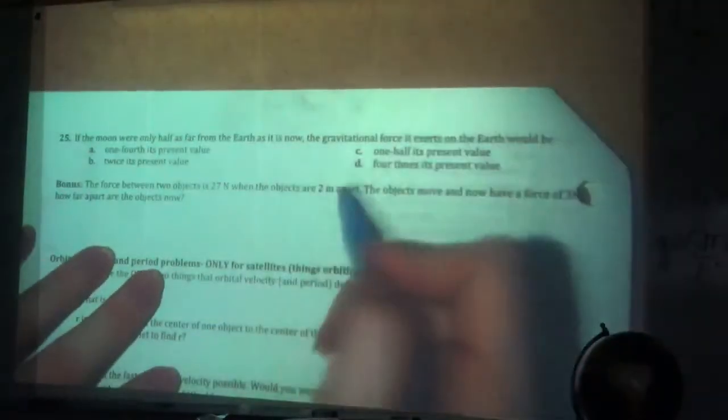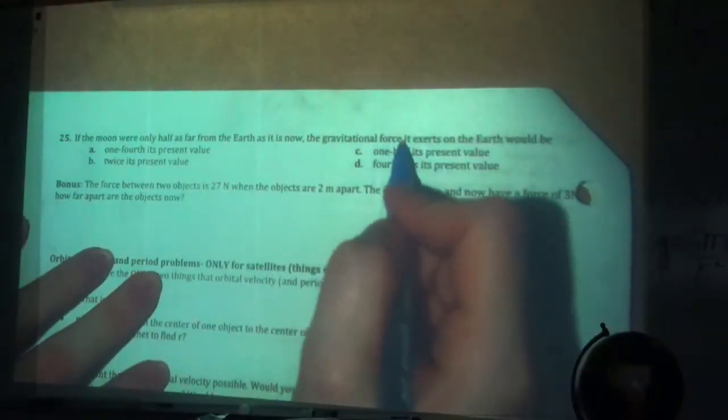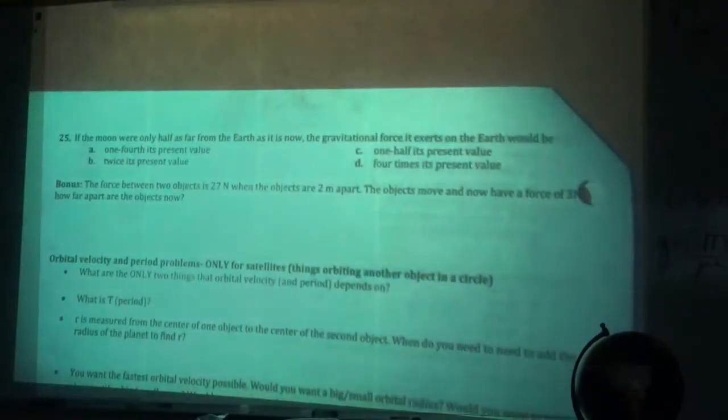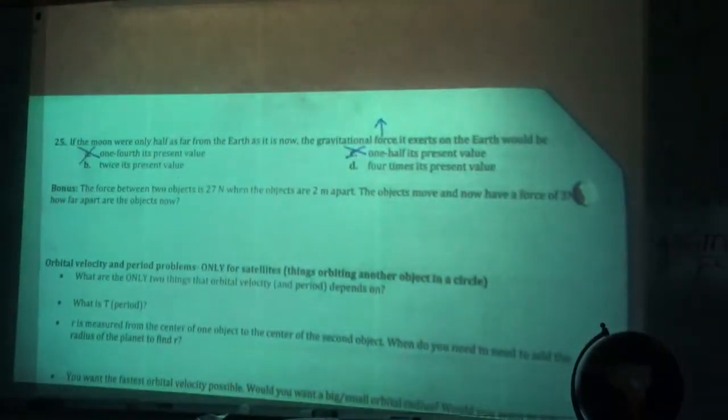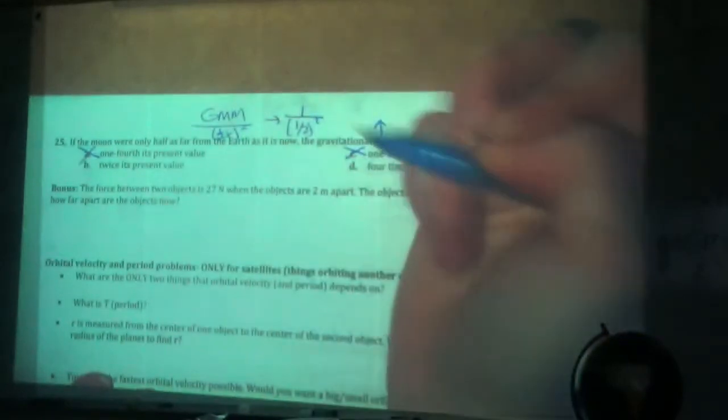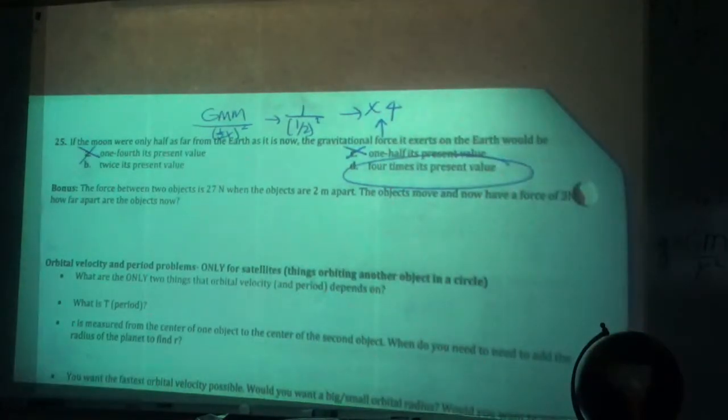If the moon was only half as far from the Earth as it is now, what would the gravitational force be? So first of all, half is getting closer. If it's getting closer, that should be a bigger force. So I can cross off anything that's getting smaller because I know I get a bigger force. And now we just plug in, same masses but half the distance. That's going to be a 1 on top and a (1/2) squared on the bottom. Put that into your calculator with parentheses, you get times 4. So 4 times its present value.